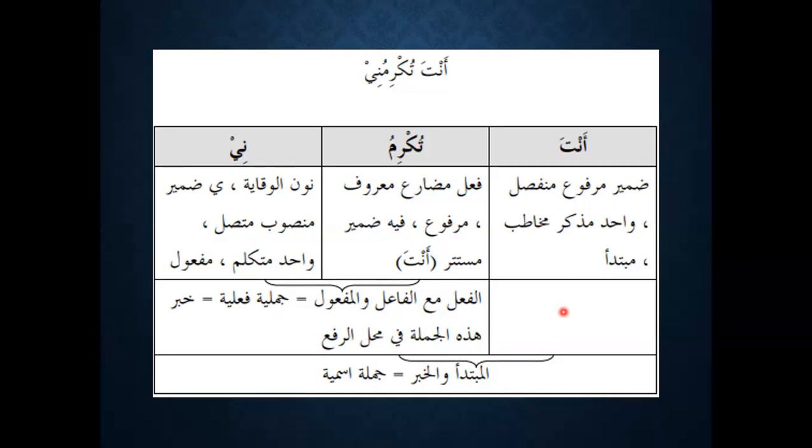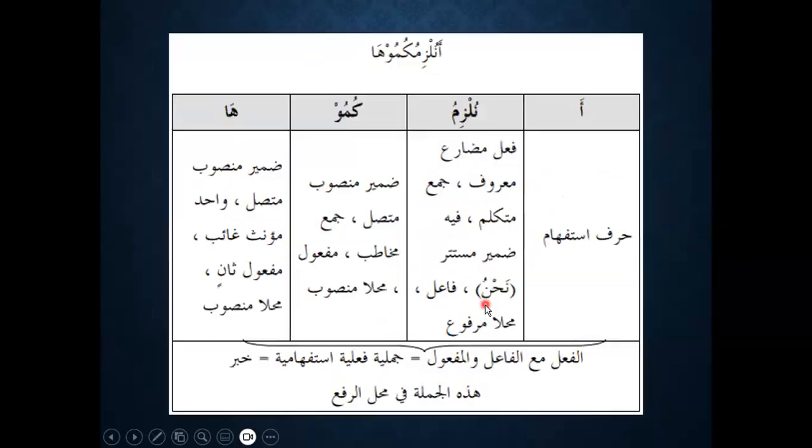ني, me. تكرمني. That noon is noon وقاية. The ياء is the ضمير and it's منصوب. Why? Because an attached pronoun after a فعل is always going to be مفعول and it is منصوب and it's attached. ني is obviously واحد متكلم, مفعول, that's why it's منصوب. فعل with فاعل and مفعول becomes جملة فعلية, and together it becomes the خبر of this مبتدا. So مبتدا خبر جملة اسمية.